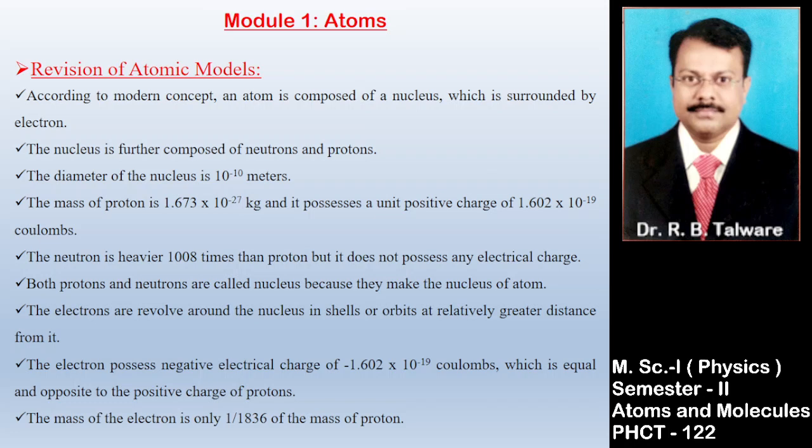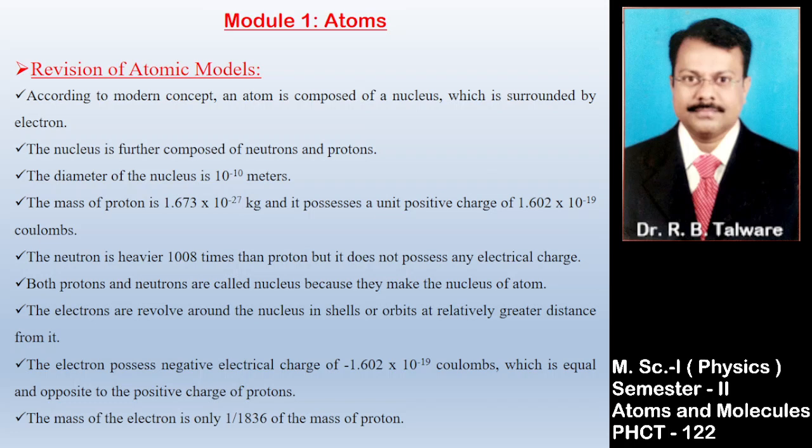The neutron is about 1.008 times heavier than the proton, but it does not possess any electrical charge. That's why it is neutral. Both protons and neutrons are called nucleons, because they make the nucleus of the atom.